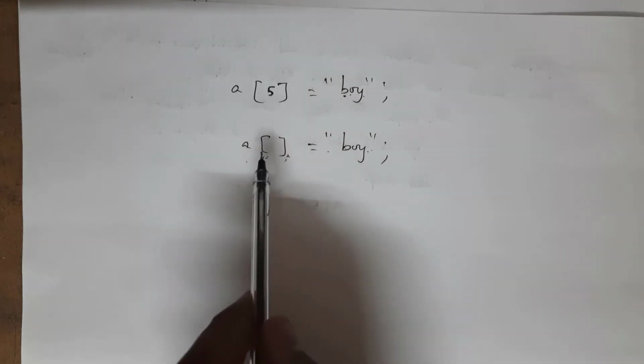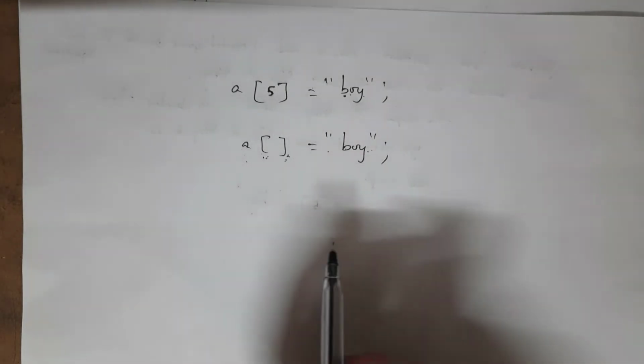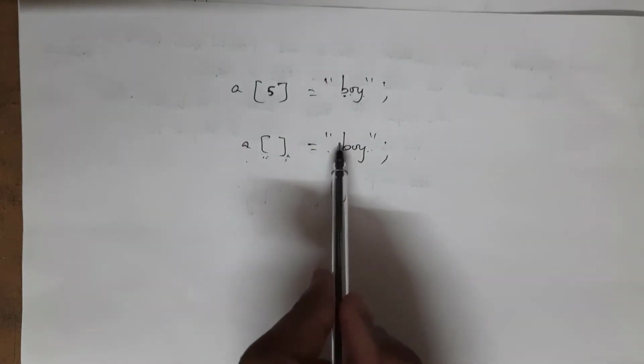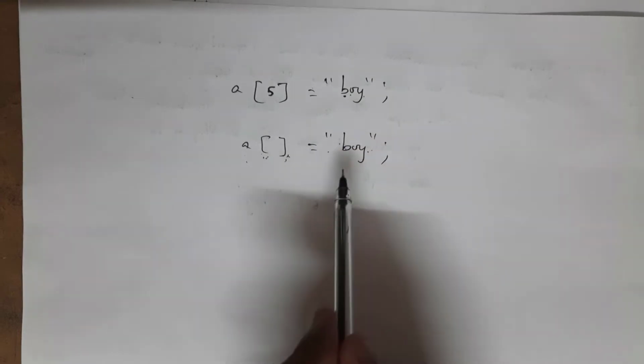It is not mandatory to include the size. You can also write like this: A, open square bracket and then close square bracket. Inside this I did not give any size. Whenever you do not assign a size to this variable, then automatically the variable A will count how many characters are present, like it will count 1, 2, 3. Total there are 3 characters, so by default it will take the value as 3. So it is not mandatory to assign the size of the variable.